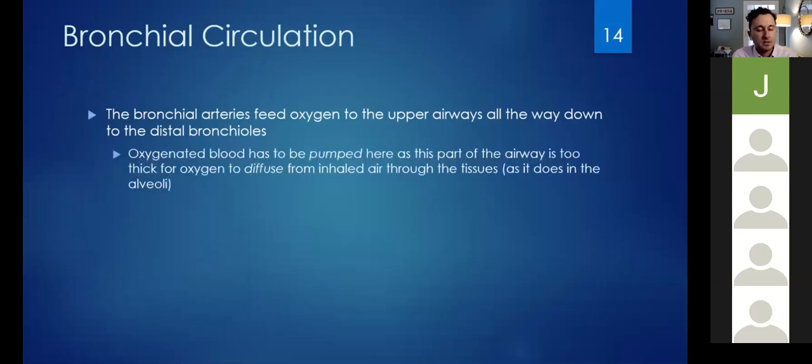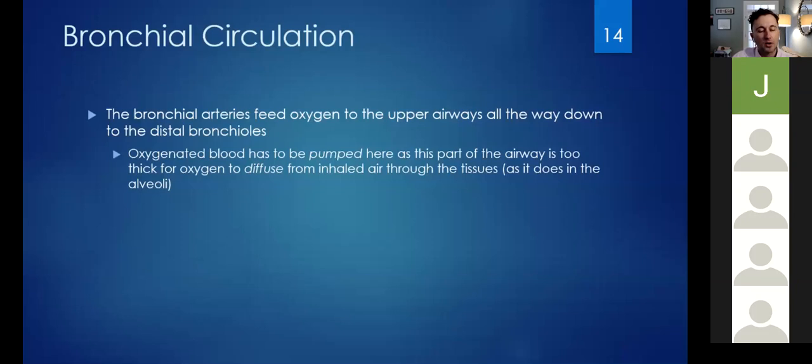Think of this as tissue like you'd have anywhere else in the body. The trachea, the bronchi, and the bronchioles, all that tissue is really thick cartilage, and oxygen doesn't just diffuse from the airway into these tissues. So it has to be pumped there, just like oxygen has to be pumped to the brain or to the skin, wherever. It cannot just diffuse naturally like it can through the alveoli.